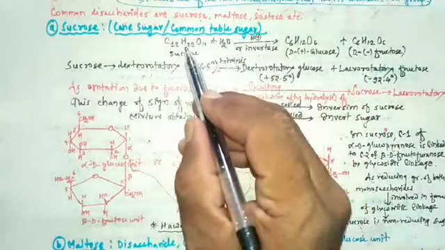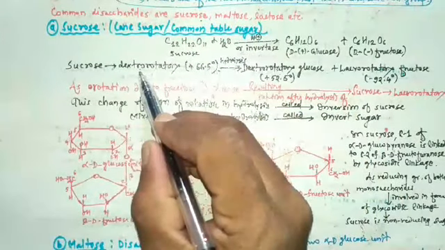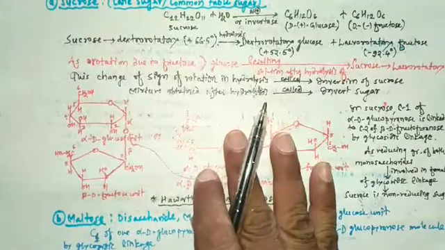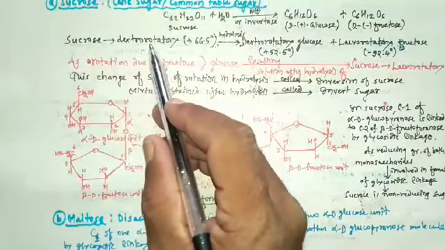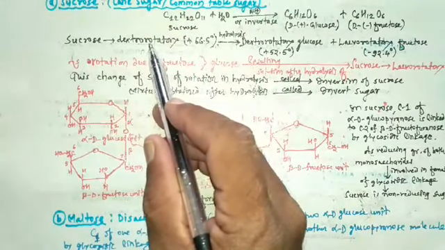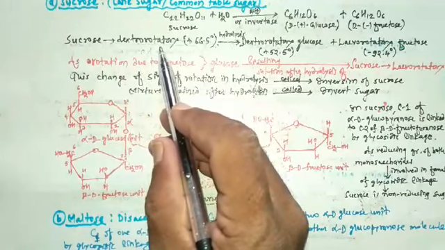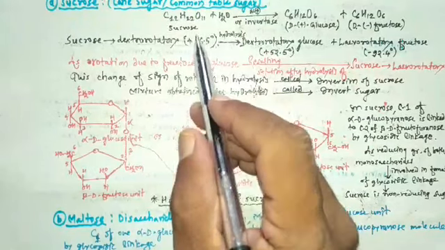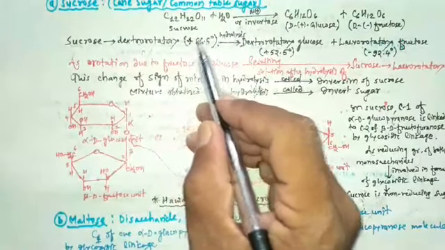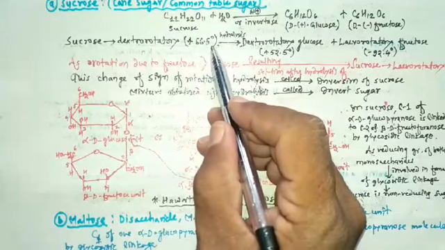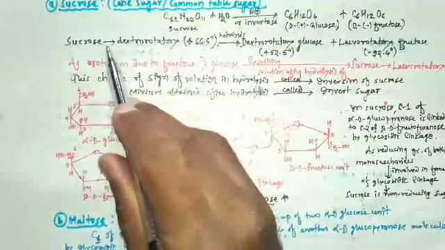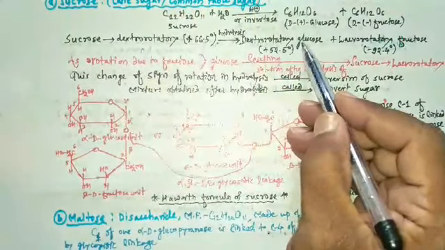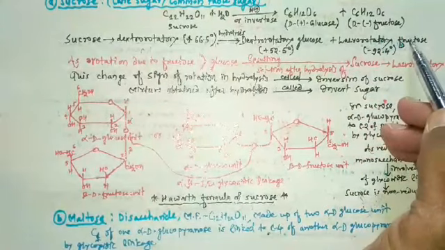Sucrose is a dextrorotatory compound, because it rotates the plane of plane polarized light towards the right side. That's why sucrose is dextrorotatory, and its rotation is about plus 66.5 degrees. So sucrose on hydrolysis produces dextrorotatory glucose and levorotatory fructose.